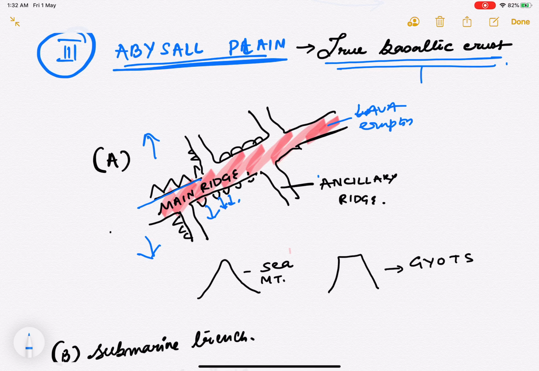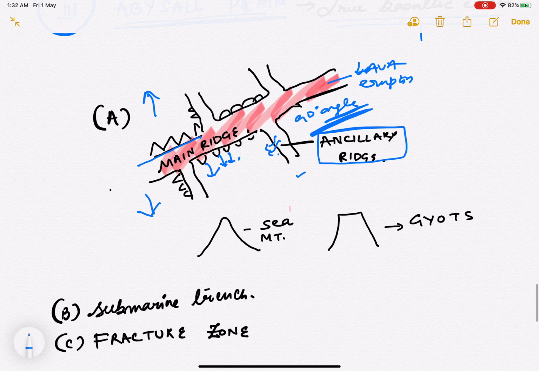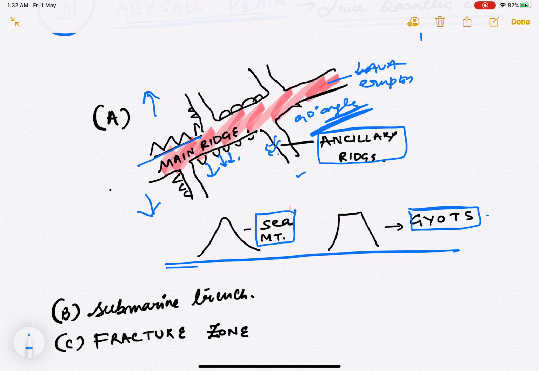This ridge also includes auxiliary ridges, which touch the main ridge at a 90-degree angle. These auxiliary ridges are also formed because of volcanic or magmatic eruption. Next, within this ridge we find seamount and guyot. From the diagram itself, you can see the difference between the seamount and the guyot. The seamount is conical, and the guyot has a flat top.